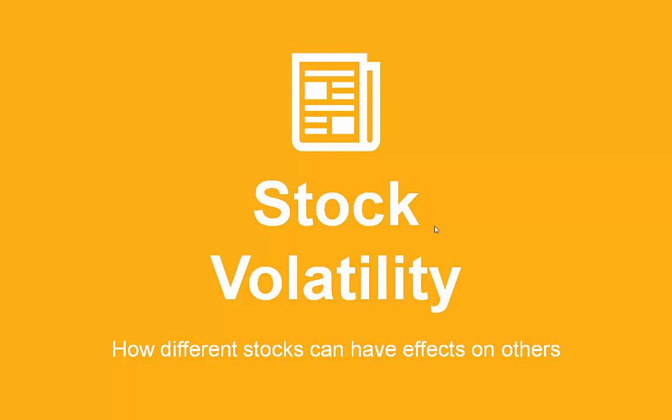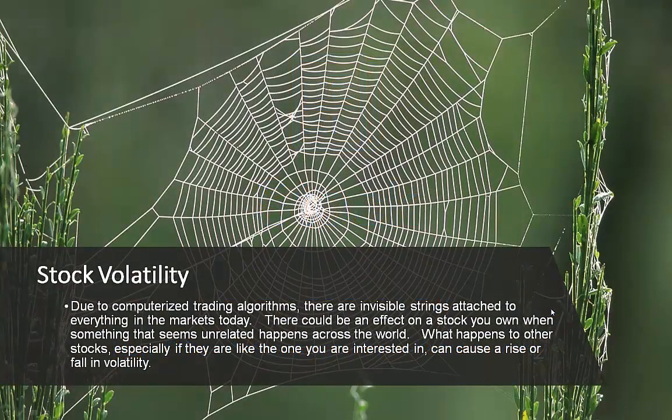So looking at this, let's move to the next type of volatility and talk about just stock price volatility, how different stocks can have impact on others. For example, due to computerized trading, algorithms, and things like that, there are invisible strings happening in the market, right? And there could be an effect on a stock you own that seems unrelated to the world around you. What happens to other stocks, especially if they're like the one you're interested in, can cause a rise or fall in volatility. So, in other words, just stock market volatility in general can create more volatility to follow.